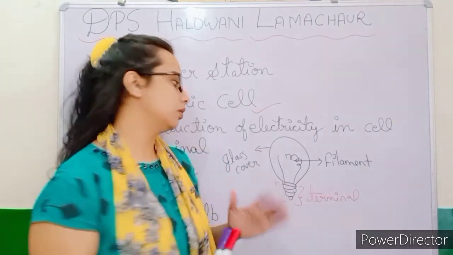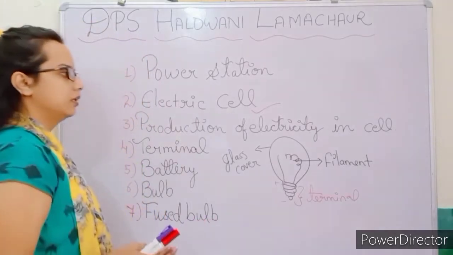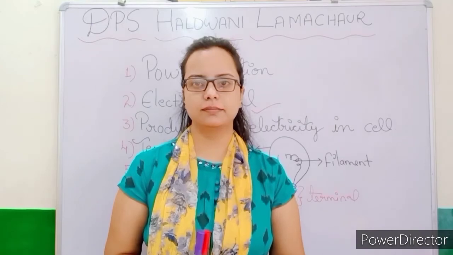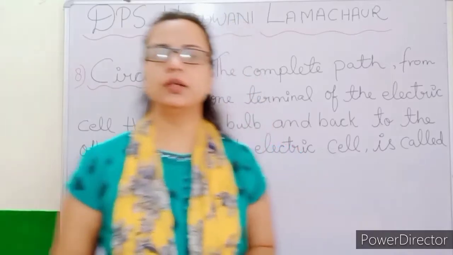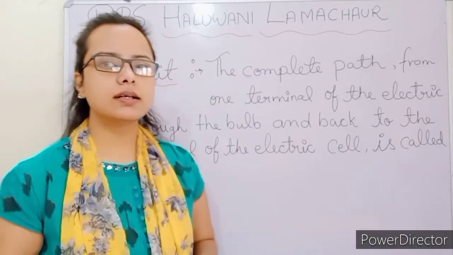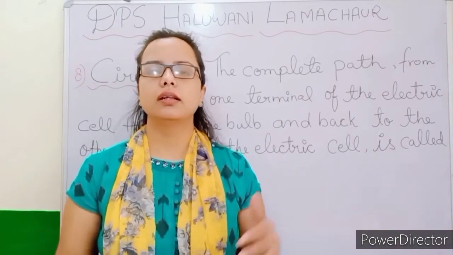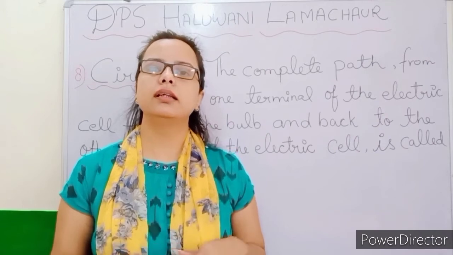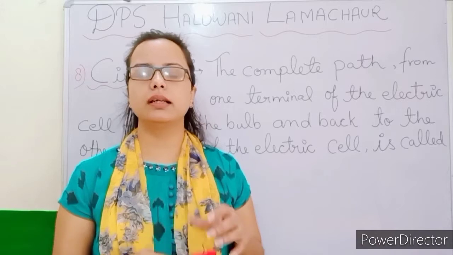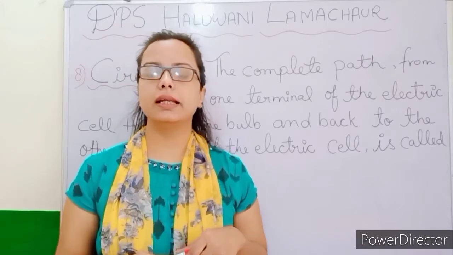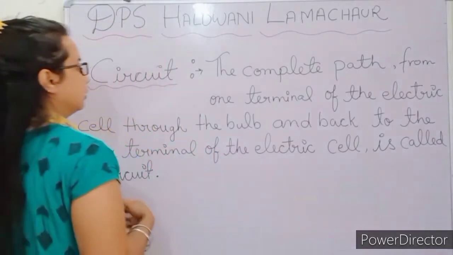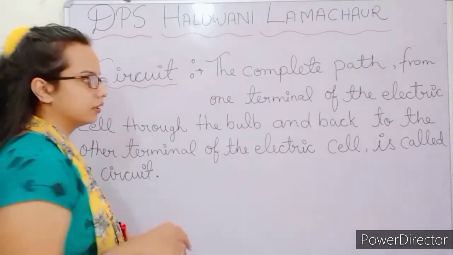So we have done the revision. Now let's move to our new topic. Students, the new topic is the circuit. I have explained to you about electricity, how the electric current allows electric equipment to work, like the bulb, which glows, and the fan. So now we will study the circuit.